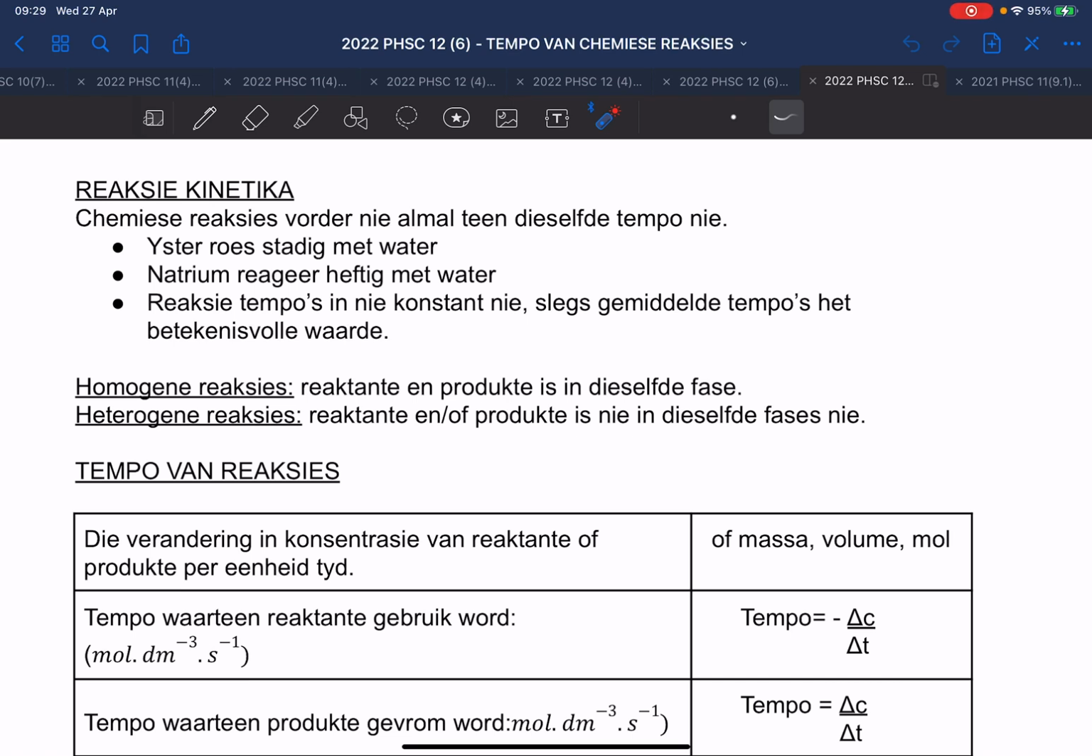gaan oor hoe kan ons reaksies vinniger laat plaasvind. This whole chapter is how can we make reactions take place faster.